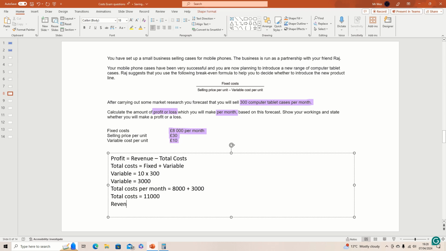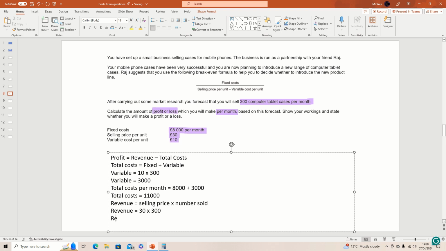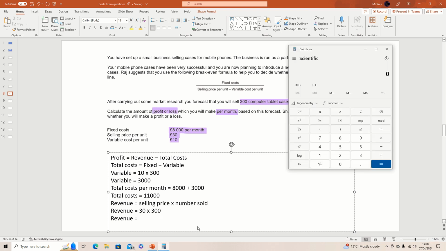So our revenue is equal to the selling price, which is £30, times number sold. So the revenue is £30 times 300, which means the revenue is 30 times 300 is 9,000.